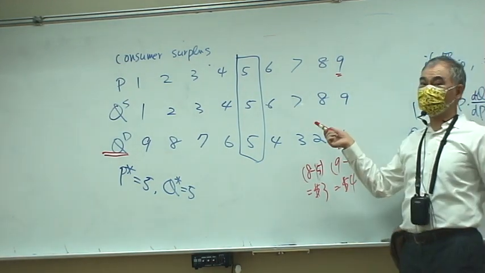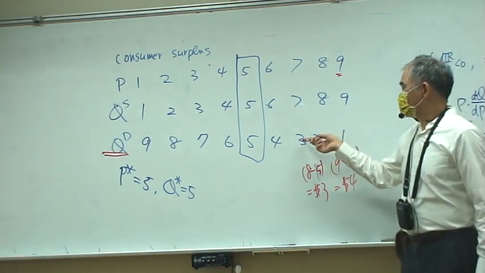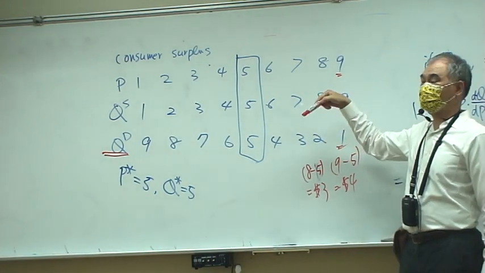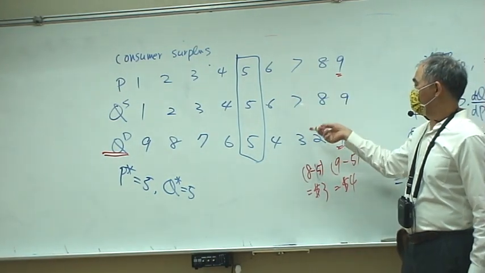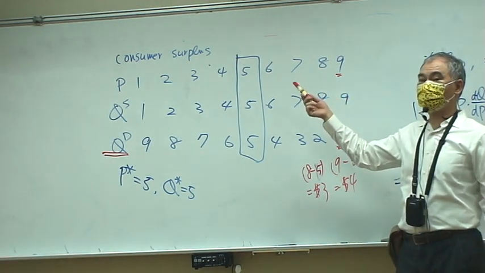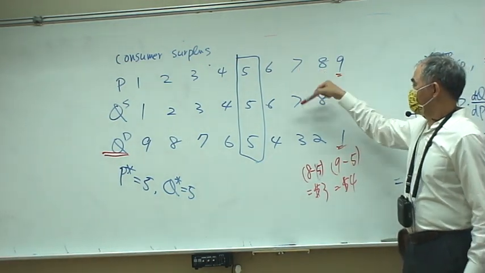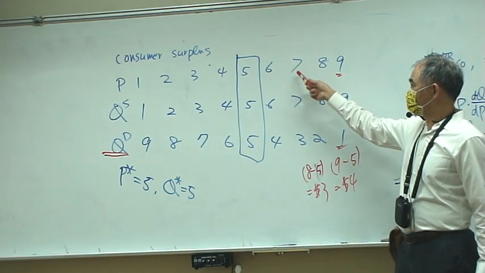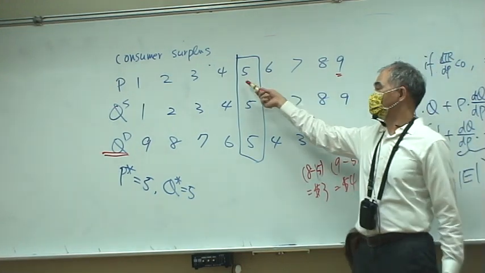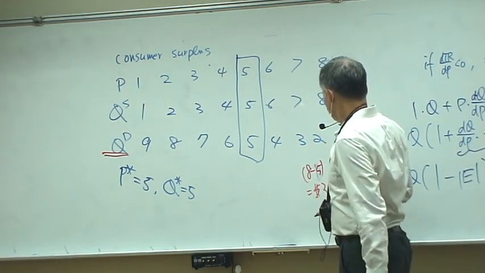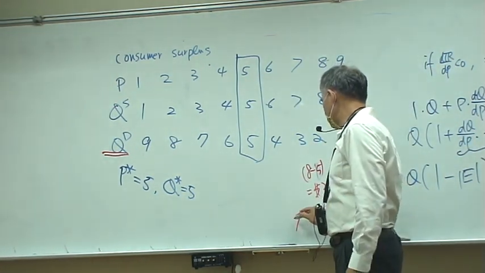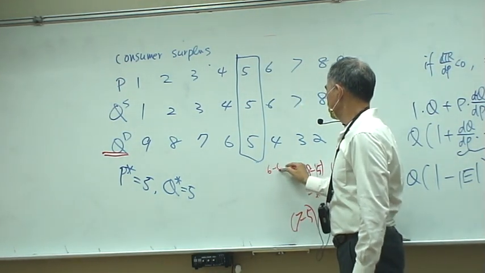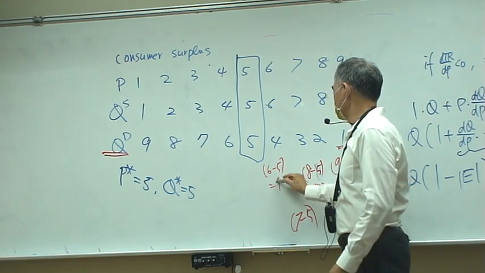And as we move on, when the volume goes up, his willingness to pay goes down. Marginal utility tells him that he's no longer that satisfied. So at this point, he is willing to pay $7, but he actually paid $5, right? So it is 7 minus 5. And here again, 6 minus 5, so it is equal to 1.